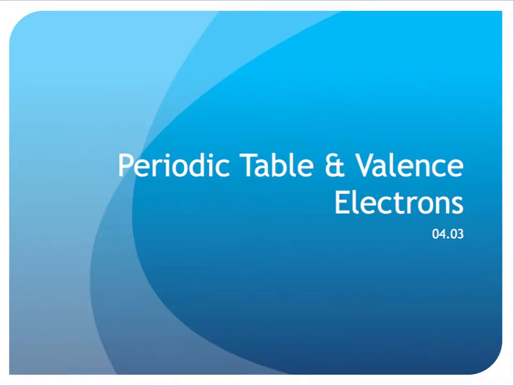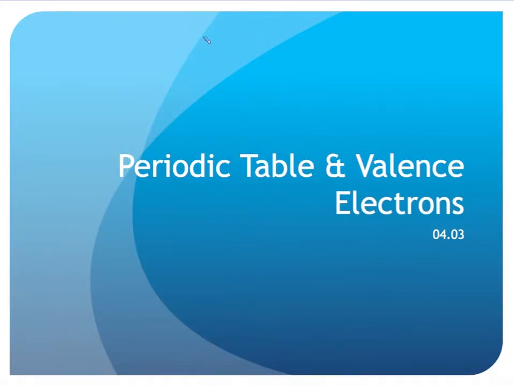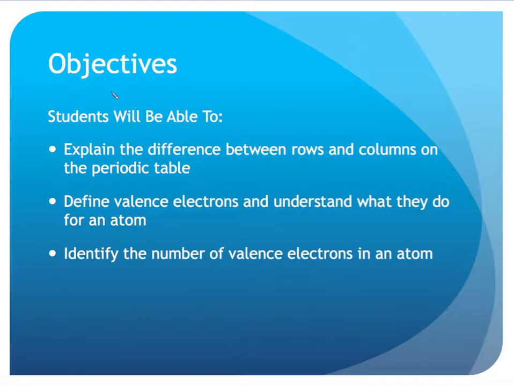Hello, and thank you for joining me today as we begin our discussion on the periodic table, and we're going to talk about what are known as valence electrons to go along with that. With this video, my goal for you is to be able to explain the difference between rows and columns on the periodic table, define what a valence electron is and understand why they're important and what they do for an atom, and then identify the number of valence electrons in an atom for specific elements on the periodic table.